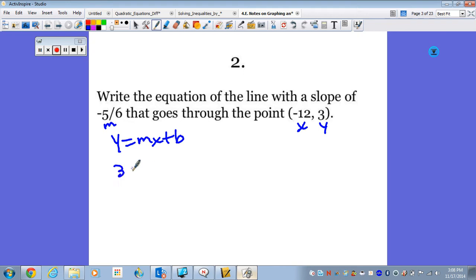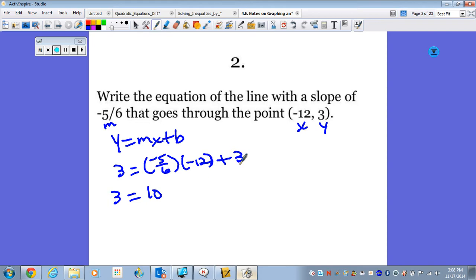So I'm going to have 3 equals negative 5/6 times negative 12 plus b. And let me clean that up just a little bit because it's a little hard to read. And this is negative 12. So what you're going to do is you're going to have 60 divided by 6, so this should be 10. Guys, just put this in the calculator if you don't know, it's fine. And use your fraction key, or if you're using a TI, use the math key if you need to, but you notice it just comes out to be an integer.